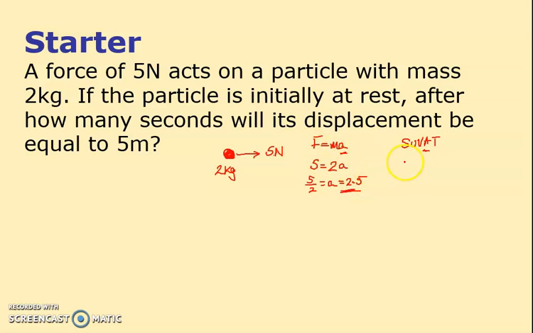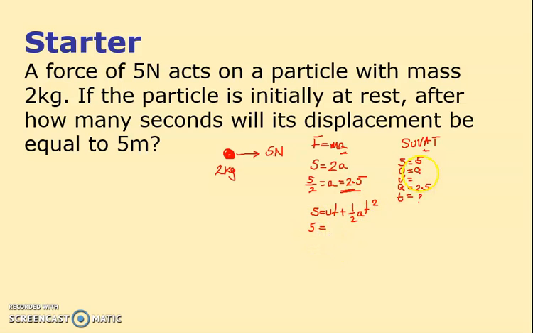What's it tell me? Let's write out suvat. I always write it out like this. And then I work out which ones I need. After how many seconds? So I want the time. Will the displacement be equal to 5 meters? And of course I now know that a is 2.5. It's initially at rest. So it's crying out for s equals ut plus a half at squared.